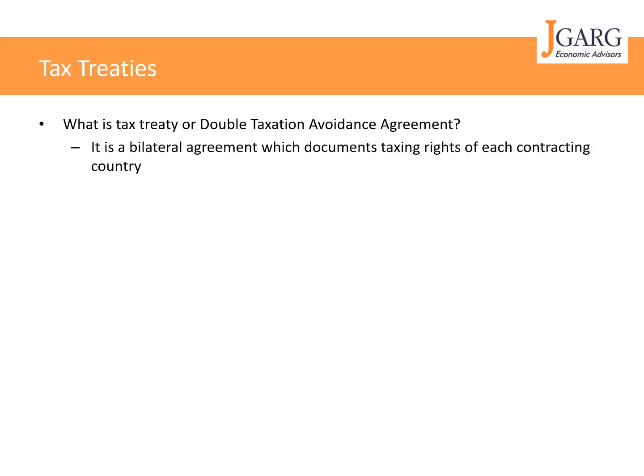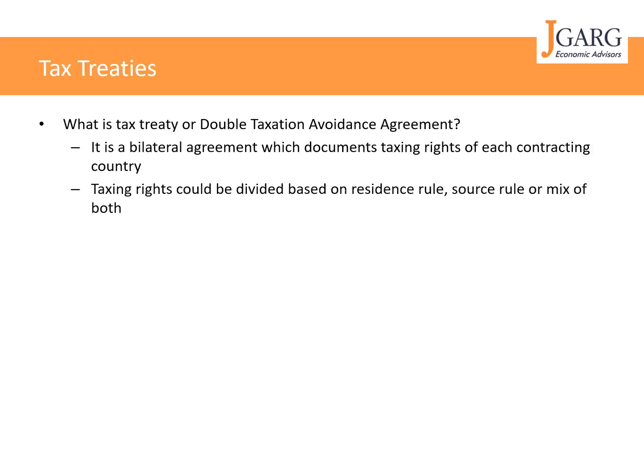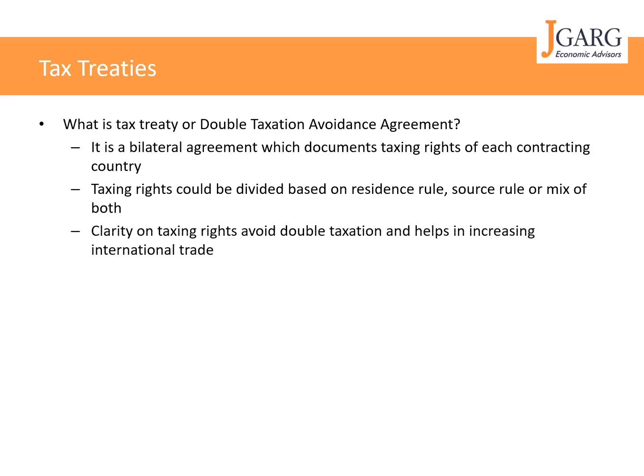So what is a tax treaty? It is a bilateral agreement which documents the taxing rights of each country. Taxing rights could be divided based on the residence rule, the source rule, or a mix of both. Clarity on taxing rights avoids double taxation and helps in increasing international trade.